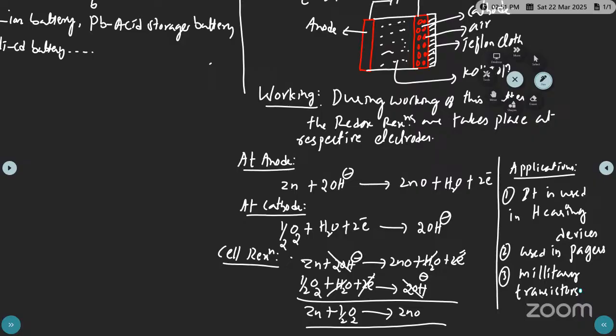So what is zinc air battery? Zinc air battery is a primary cell. Okay, we can't recharge this battery. And what is the composition? Anode is zinc and cathode is graphite, which is covered by the Teflon cloth. And what is the electrolyte solution? KOH solution. Potassium hydroxide solution is used as an electrolytic solution. So this is the zinc air battery.